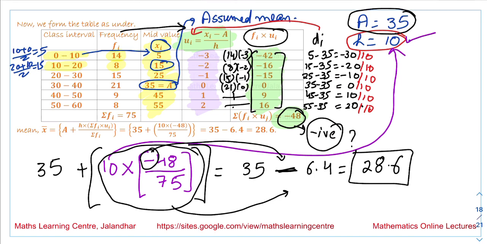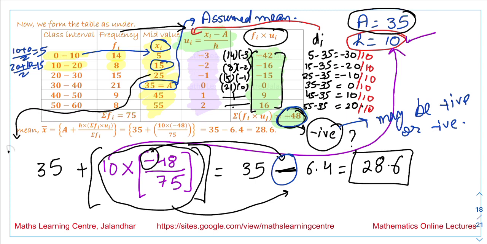It is important to note here that it is not always the case that this value is positive. It may be positive or negative. If we had assumed the mean to be 25 in this step, the answer we obtain here might be positive. But the final answer, 28.6, will not change.